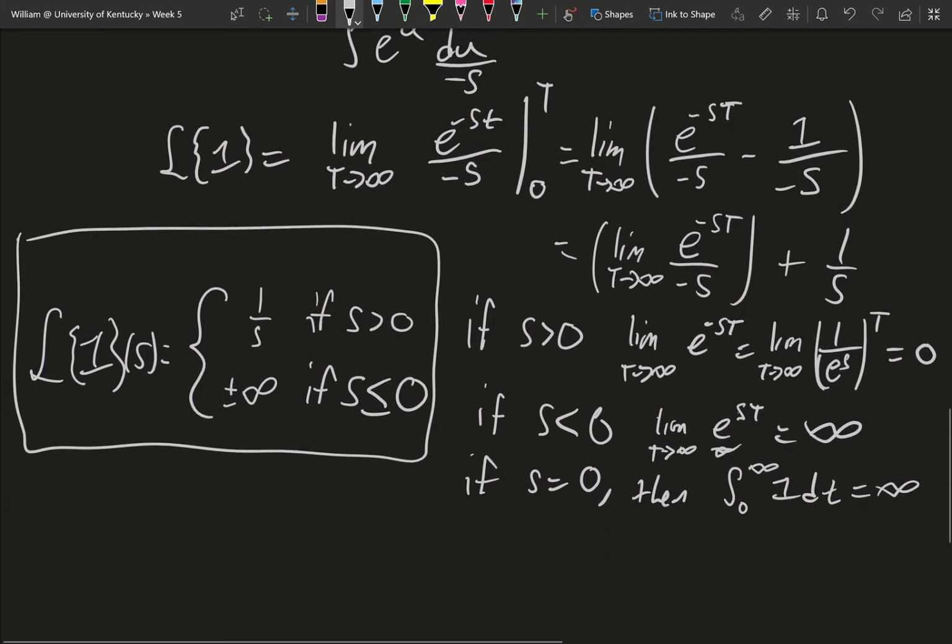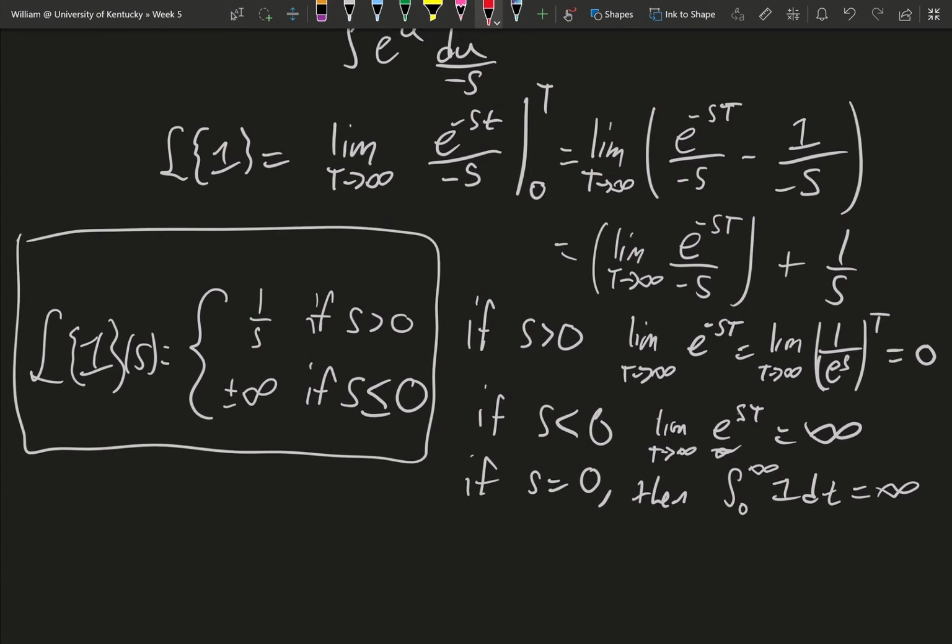And usually the way we represent this is, we know implicitly that it's going to blow up in some cases, but what we say is just when is it not going to blow up. So we'd say the Laplace transform of 1 is equal to 1 over s for s greater than 0.